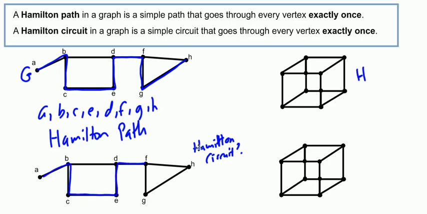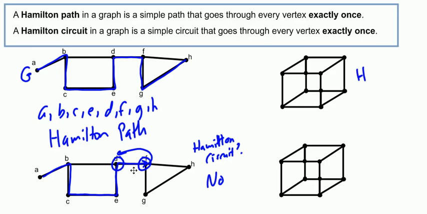No matter what we do, once we cross this bridge, there's not going to be any way to get back without retracing our steps. We're going to have to go through both of these vertices twice. So we're going to have to just sort of explain that it's not possible, but there's no definitive tests for Hamilton paths and Hamilton circuits the same way there are for Euler paths and Euler circuits.